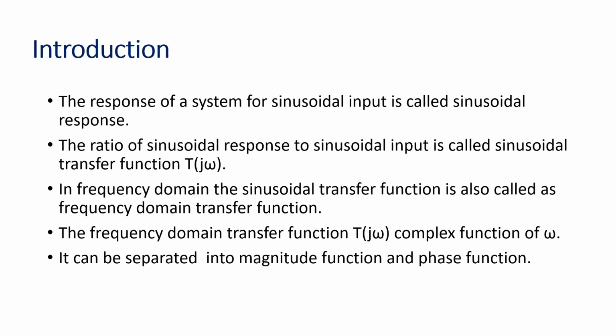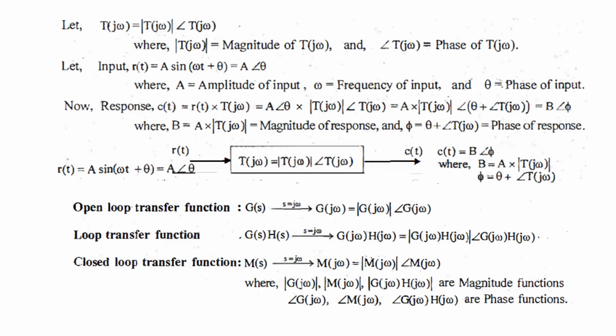Okay, because here it is j omega. Omega is the frequency value. So the transfer function which is represented in omega can also be called the frequency domain transfer function. It is a complex function of omega. Whenever we talk about complex values, we have the magnitude as well as the phase for them.